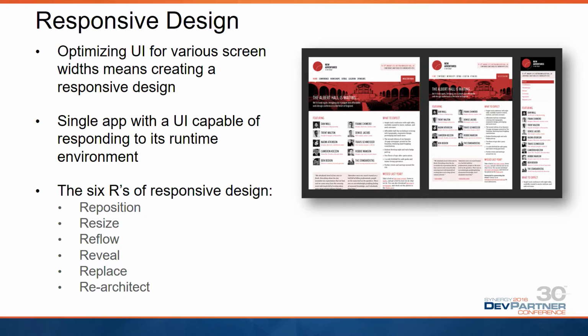Some new layout controls, for example, help you create responsive or adaptive UI. The idea behind a responsive or adaptive UI is that this is a single application binary that will adapt its UI to its surroundings, depending on the type of platform that it's running on. And Microsoft talk about the 6 R's of responsive design. These 6 R's are techniques that you can use as a UI designer to help you create that responsive or adaptive UI.